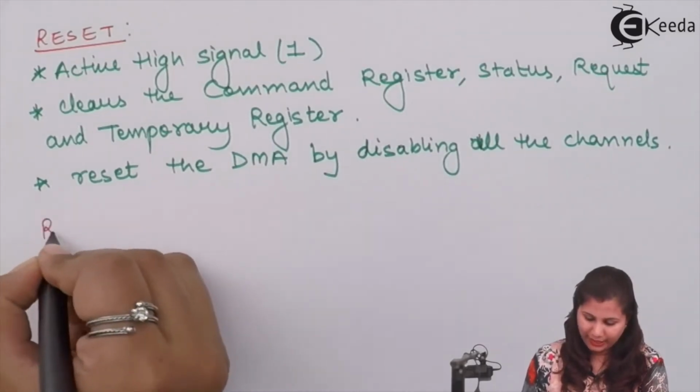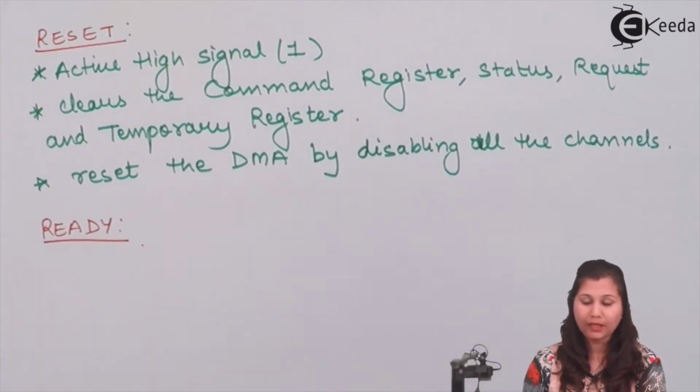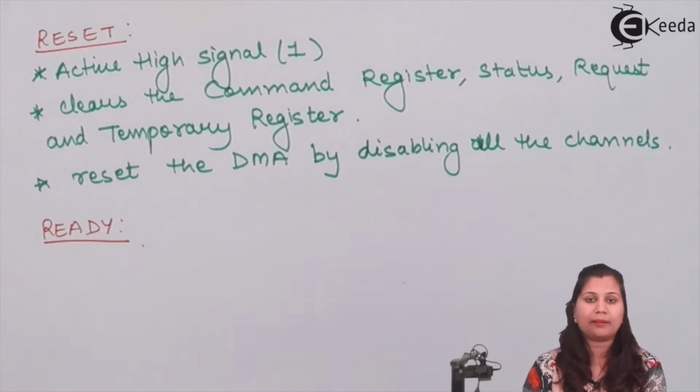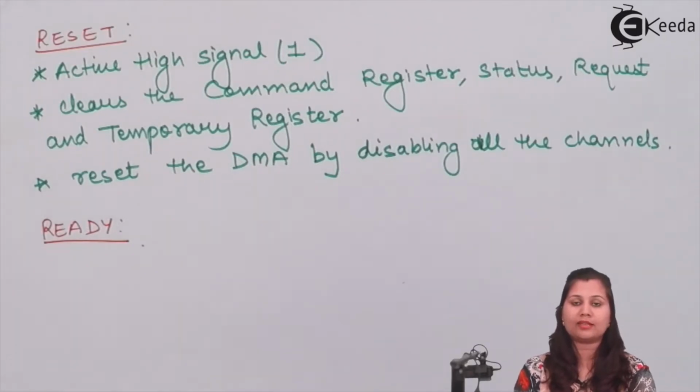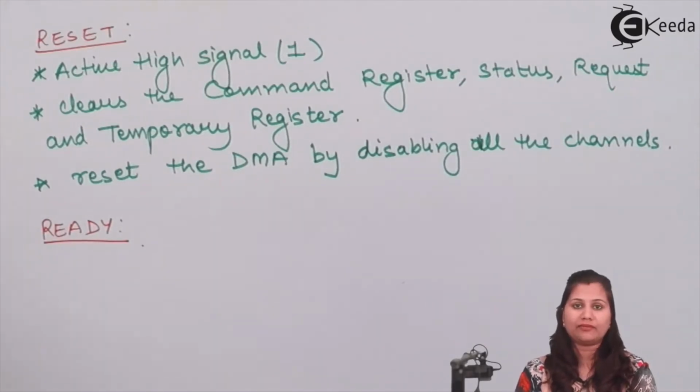Now the next signal we have is the ready signal. When the microprocessor communicates with the peripheral devices, the transfer of data takes place. Now there are some peripheral devices which are very fast in communication, whereas the microprocessor is slow in its speed. So the transfer of data is not synchronized, because the speed of the microprocessor is very slow whereas the speed of the peripheral devices is very fast.